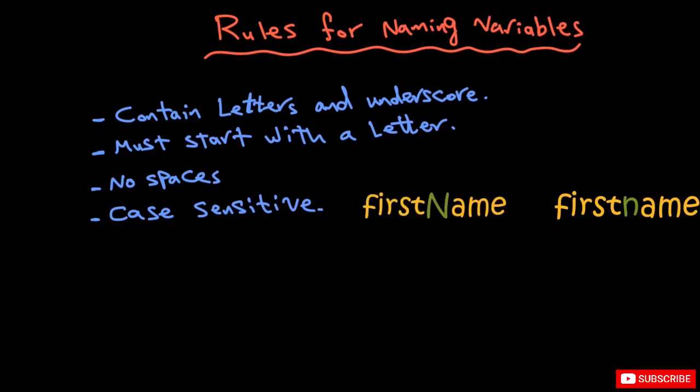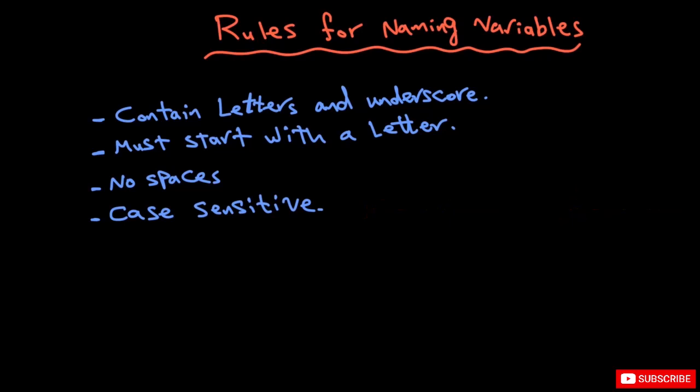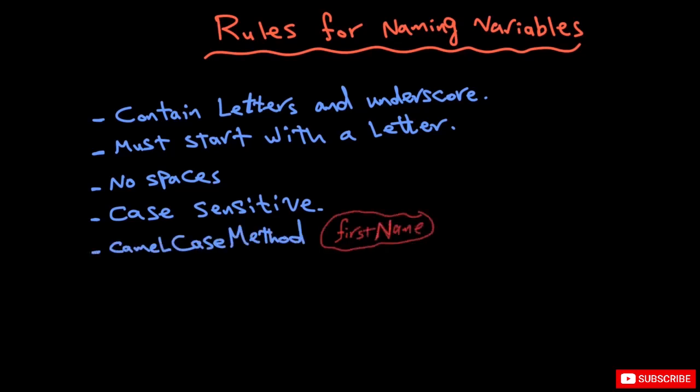To make the identifiers in the C# programming language readable and understandable, we use the camel case method for naming variables. And to do that, if you have a variable name with multiple words, start the variable name with a lowercase letter, exactly as in this example for first name.